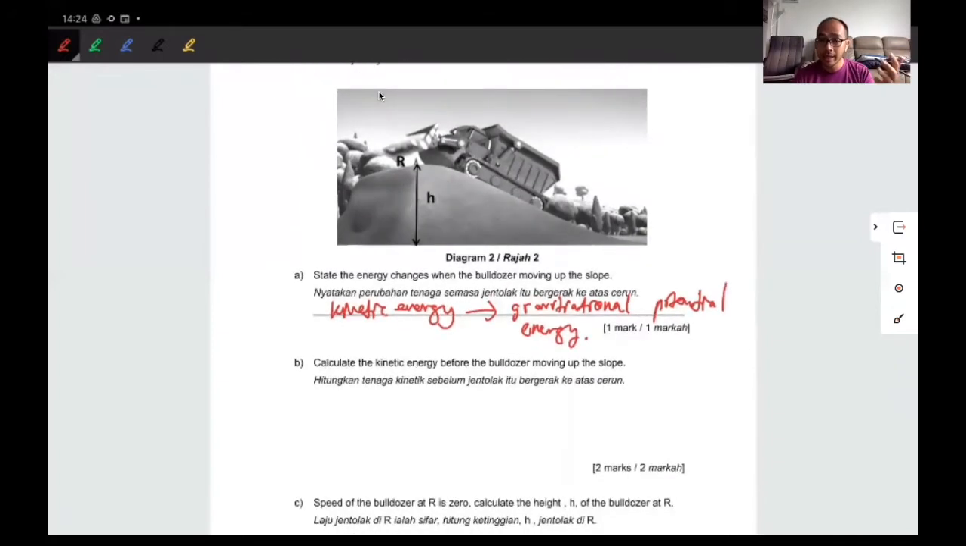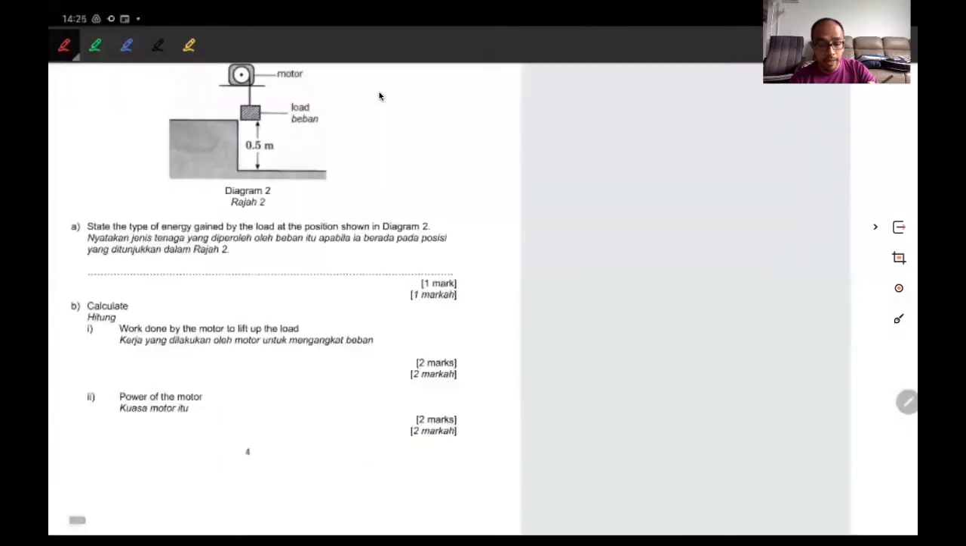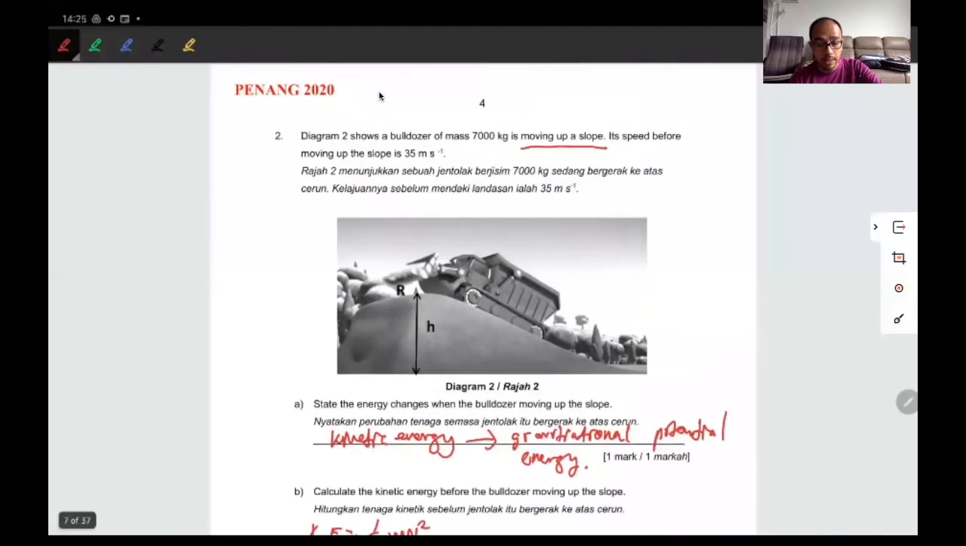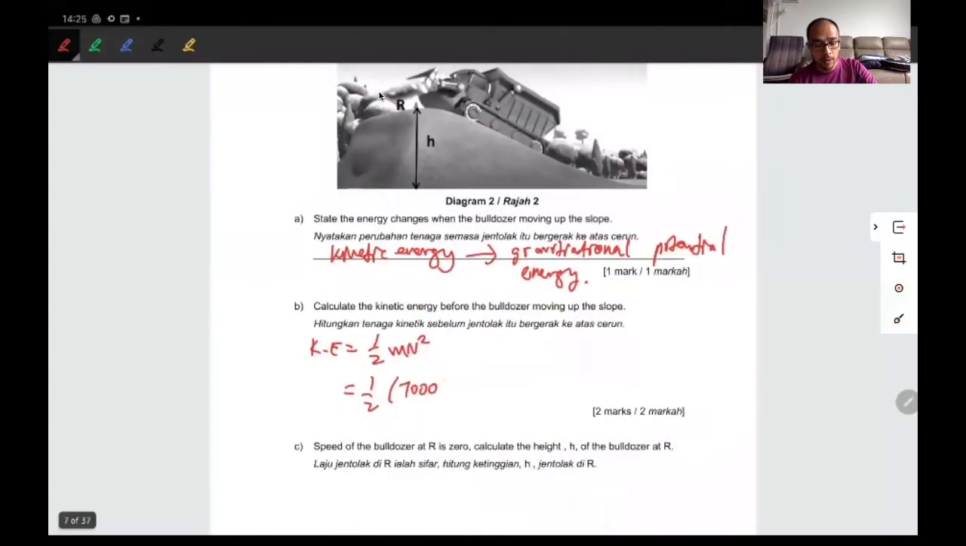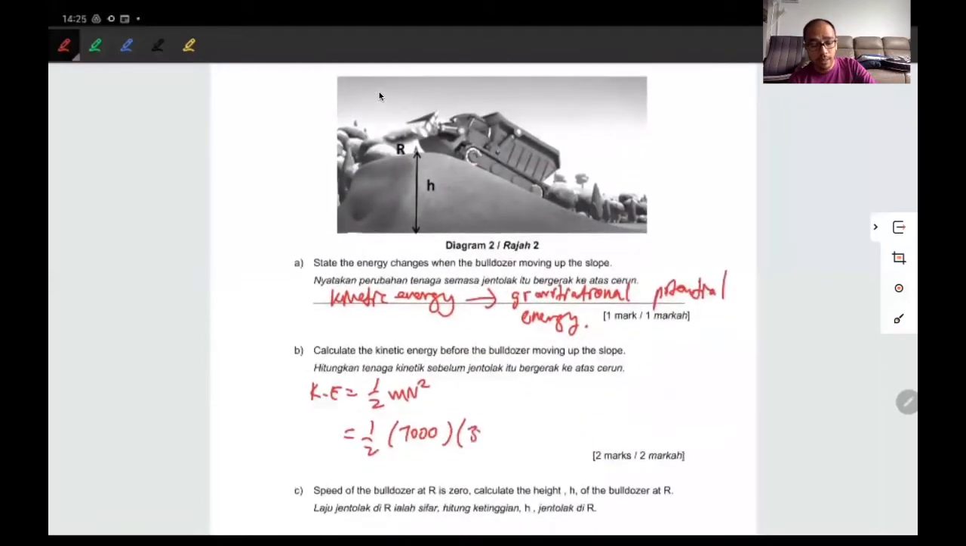So calculate the kinetic energy before moving up the slope. The kinetic energy will be half mv squared. So half the mass, the mass is 7,000 kg, and the v, it is moving up with 35 meters per second. So it's pretty simple. Half times 7,000 times 35 will give you 122,500. And don't forget the unit for energy is joule.